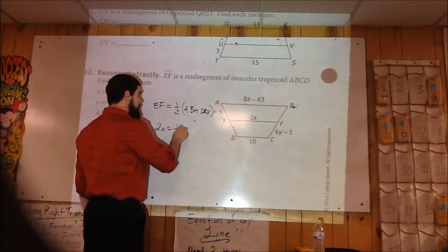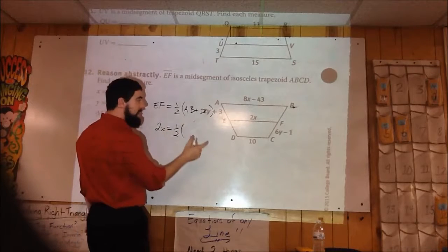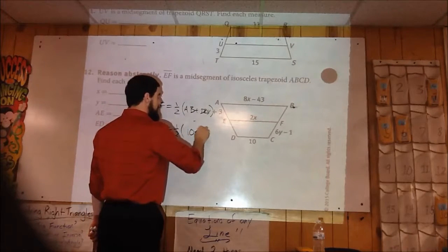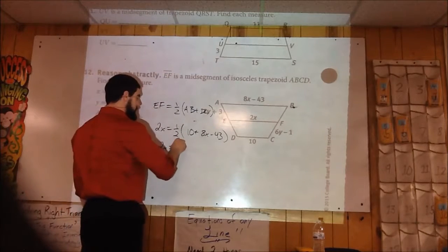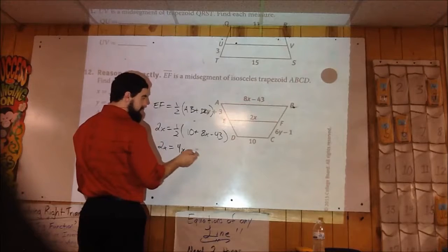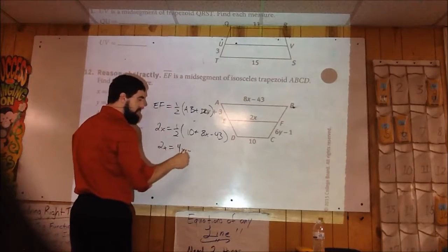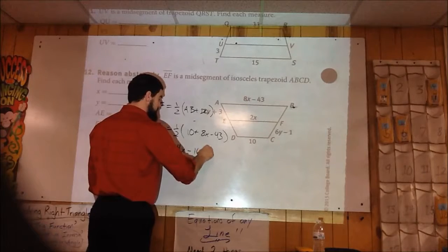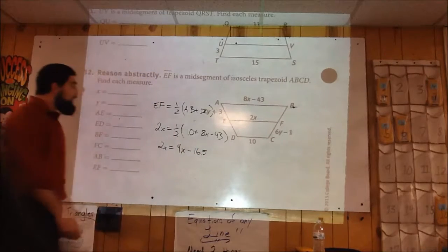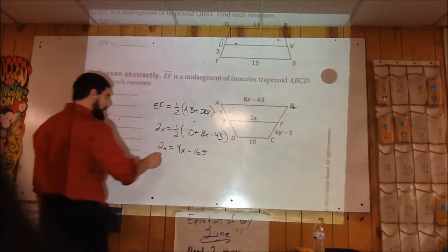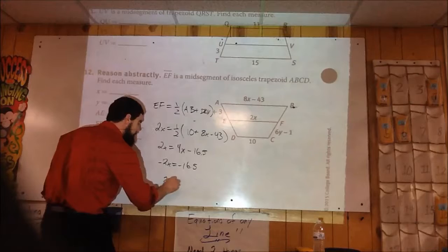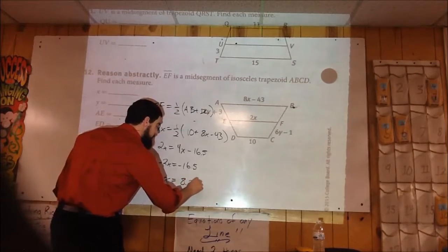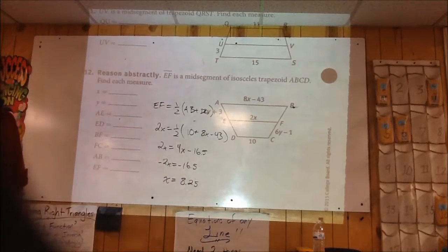So I got 2x equal to 1/2 times the sum of 10 and 8x minus 43. So I'm going to get that 2x is equal to 4x, and this is going to be 33, so that's 16 and a half. Subtract 4x from both sides. I'm going to get that 2x is equal to negative 16 and a half. And so this is going to be a positive 8 and a quarter. 8.25. This is 8 and a quarter.